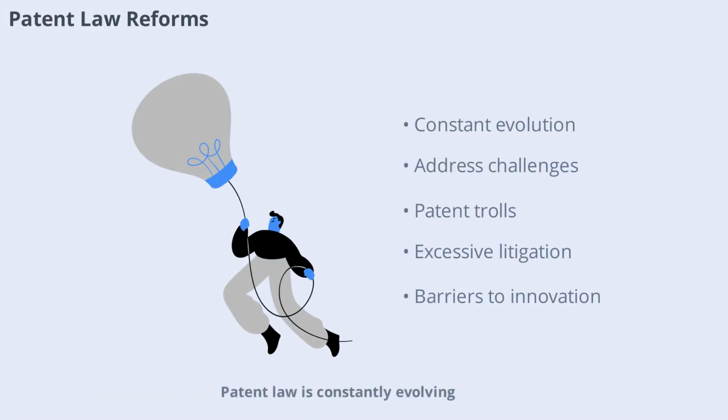Patent law is constantly evolving. Reforms aim to address challenges such as patent trolls, excessive litigation, and barriers to innovation. In this scene, we'll review recent changes and ongoing debates in patent law, highlighting efforts to improve the system. Staying informed about reforms helps inventors and businesses adapt to new legal landscapes.